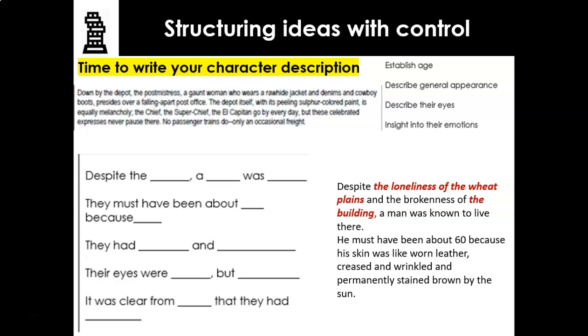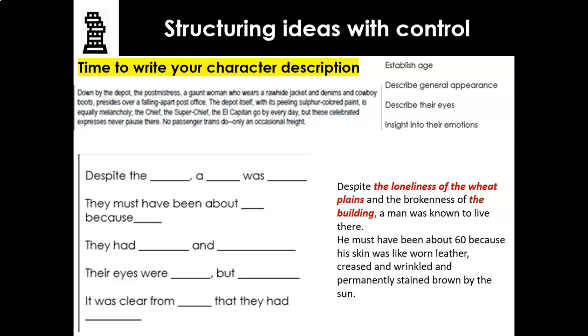So I looked back at my paragraph 1, and I talked about the loneliness of the wheat plains. Okay, so I've got that. So despite the loneliness of the wheat plains and the brokenness of the building, a man was known to live there. Okay, so the despite sentence for you has to pick up a word or phrase from your paragraph 1. So if you said something like the sky was overcast, you might say, despite the overcast skies, a woman was still out working. Or despite the overcast skies, a man was resting. So you just do your sentence to introduce your character.